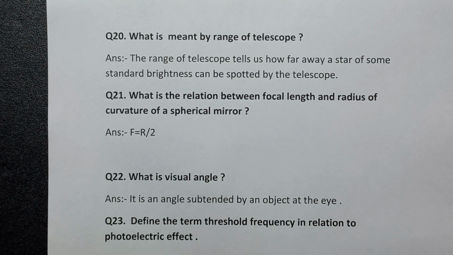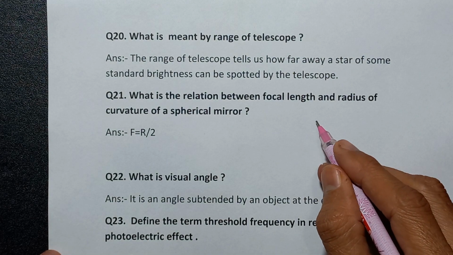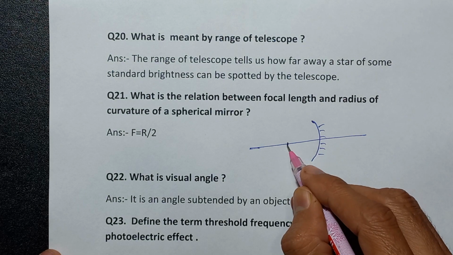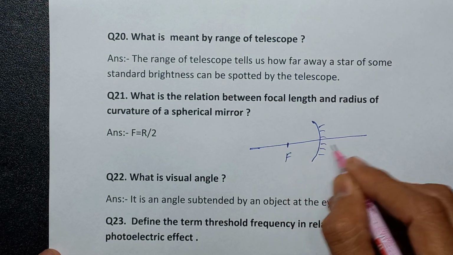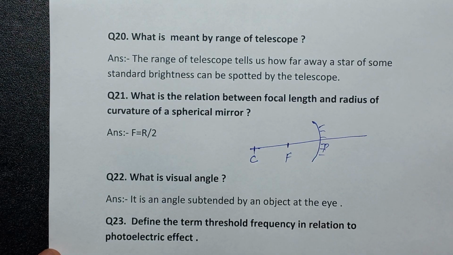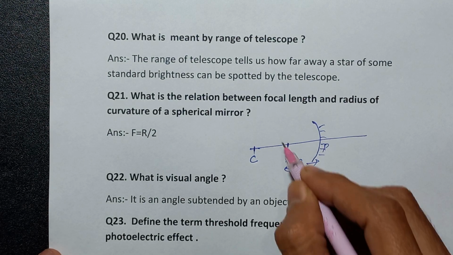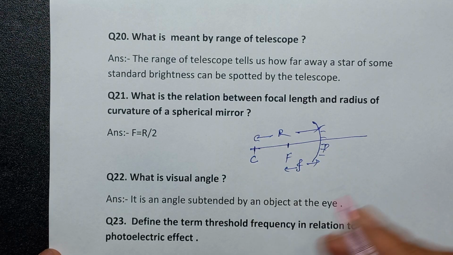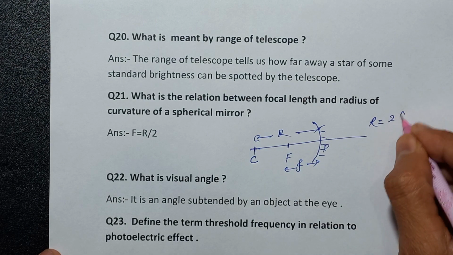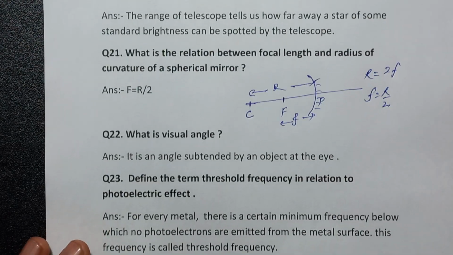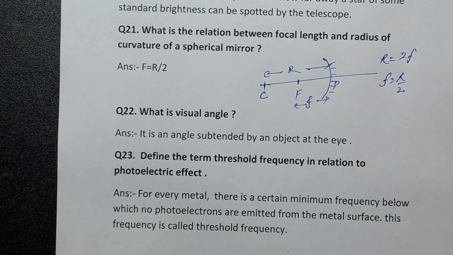Now next question, what is relation between focal length and radius of curvature of spherical mirror? वैसे सिलेबस से कट गया, लेकिन आपके लिए बड़ा आसान है. It's a concave mirror. It's a focus, its pole, and its center of curvature. You know that R is equal to 2F and F is equal to R by 2. Next question, what is visual angle? It is an angle subtended by an object at the eye.